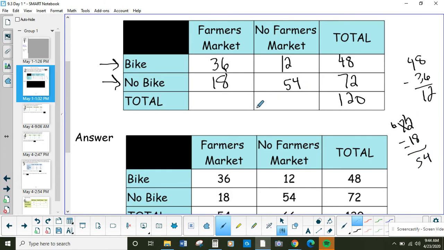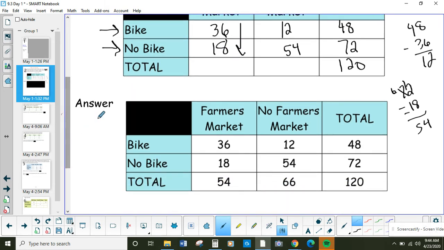How about these numbers down here? Well, these two add up to this number down here, so you simply add those two, right? 6 plus 8 is 14. Carry the 1, we get 54 there. How to get this number here? There's 2 ways. You can just add these two or subtract these two. That's a great way to check your answer, isn't it? If I add 54 and 66, do I get 120? If I add 48 and 72, do I get 120? This should add up to equal this. That's a quick way to check to see if you did this two-way table correctly.